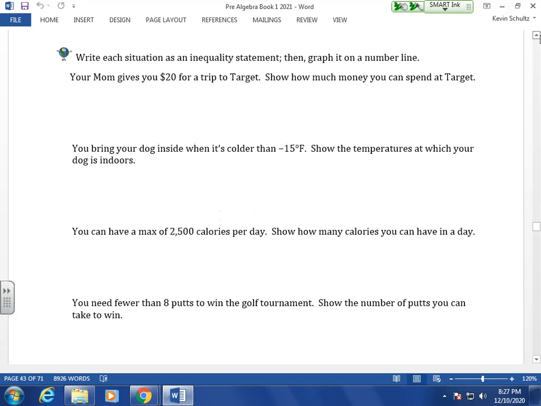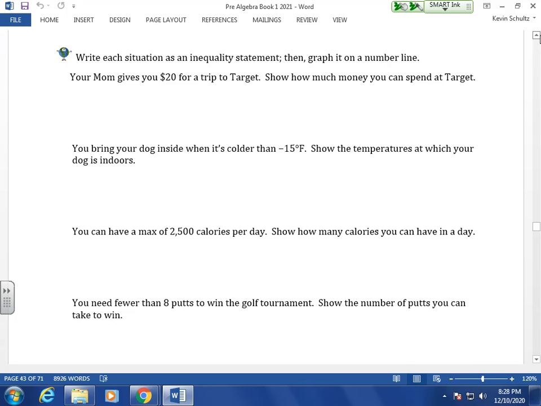Show how much money you can spend at Target. It says write each situation as an inequality statement, then graph it on a number line. So your mom says, here's 20 bucks, go to Target. How much money could you spend? Do you have to spend all 20? No, you probably will, because let's face it, Target, right? But you wouldn't have to. Do you have to spend any of it? No. You just keep it.